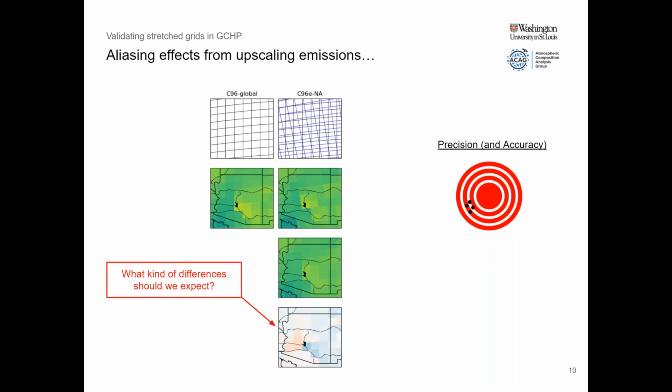Again, if we have a high level of precision, we would expect these shots to be quite tightly clustered. And back to the maps, we would expect these two simulations to be quite similar if we have a high level of precision. And so we would expect to see very small relative differences. What I'm getting at here is we really need a way to gauge what sort of precision we should be expecting.